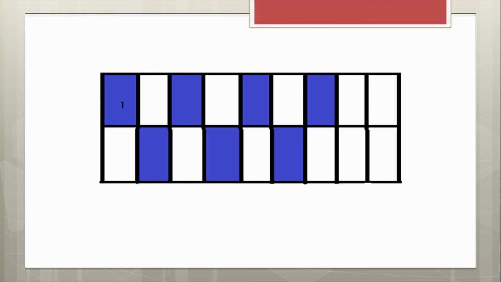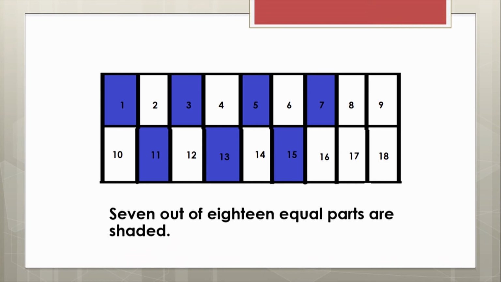Let's count. 1, 2, 3, 4, 5, 6, 7, 8, 9, 10, 11, 12, 13, 14, 15, 16, 17, and 18. Let's count the pieces that his son got now. 1, 2, 3, 4, 5, 6, and 7. So he got 7 out of 18 equal parts, and that is called 7/18ths.